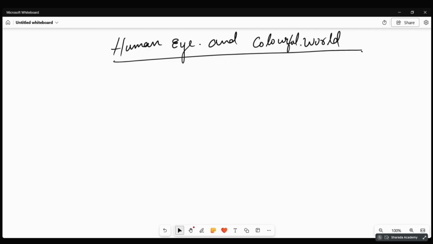That information will be passed on through the nerves, like electrical signals, through the optical nerves. From there it reaches the brain, and the brain will interpret that and send the signal. That's how we can see through the eyes. So the retina is like a screen where the image is formed, and it is a real, inverted, and diminished image.